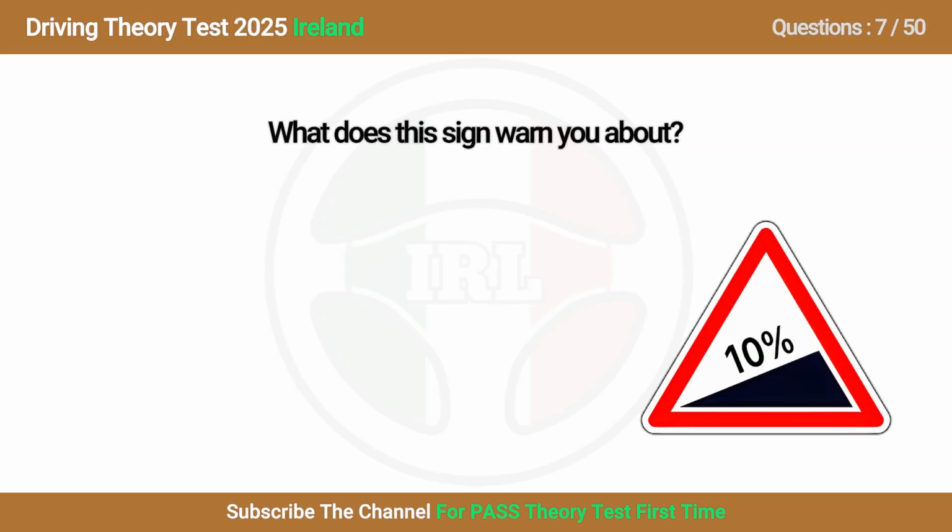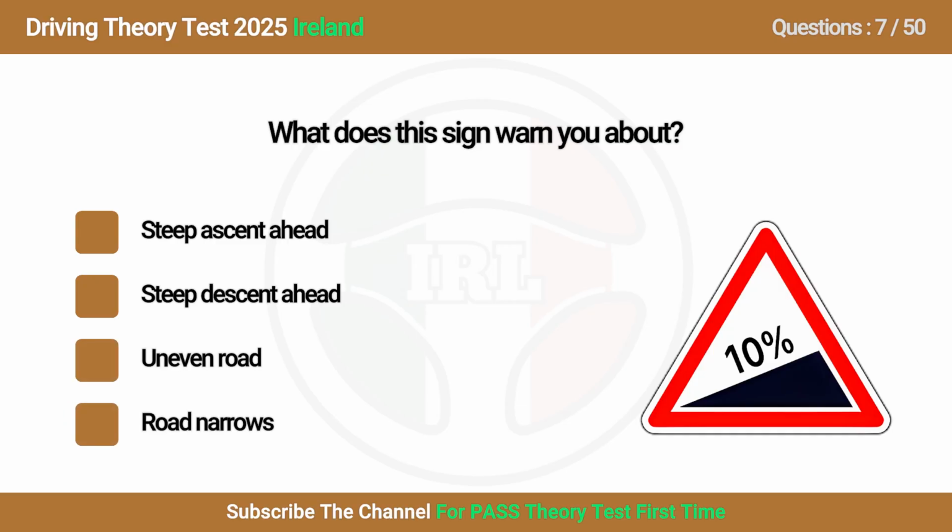Question 7. What does this sign warn you about? A. Steep ascent ahead. B. Steep descent ahead. C. Uneven road. D. Road narrows.